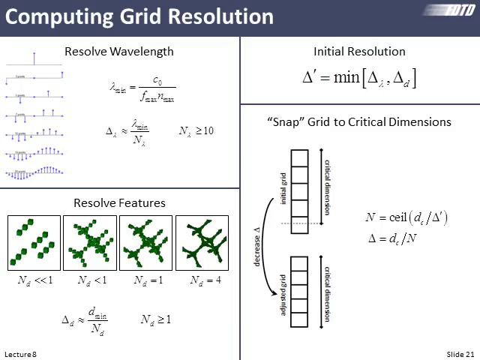However, we also probably have some dimensions in our device that are absolutely critical to get right, and we haven't considered that yet. And probably if we do the math, Murphy's Law, we won't get an exact integer number of cells to represent those critical dimensions. So the next step is to make your grid resolution just a little bit smaller until we represent those critical dimensions with an exact number of grid cells.